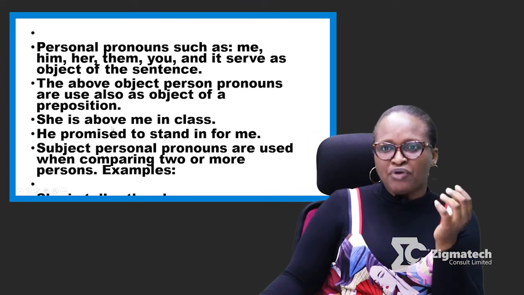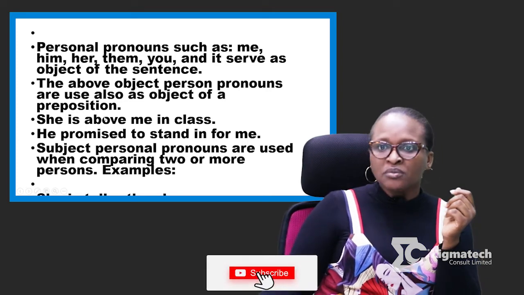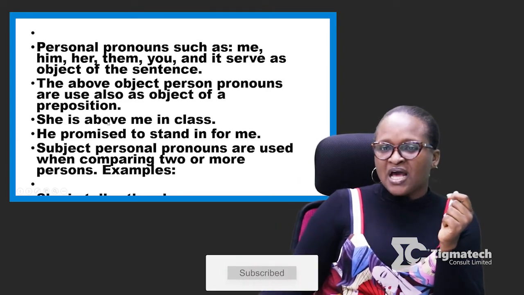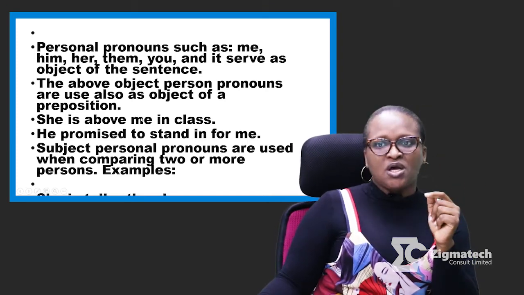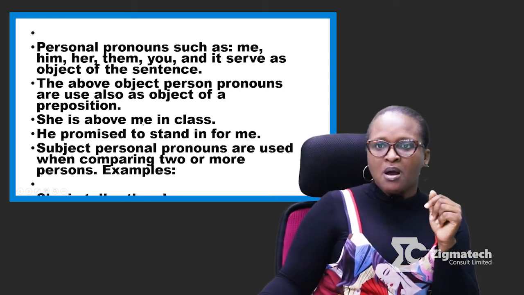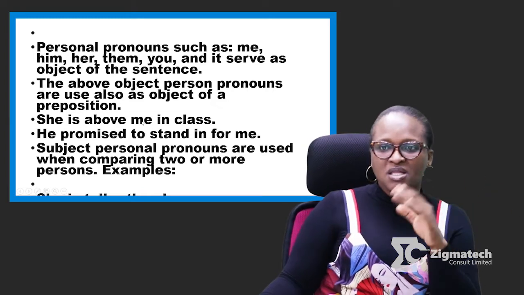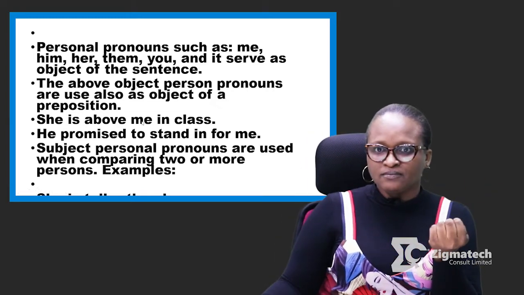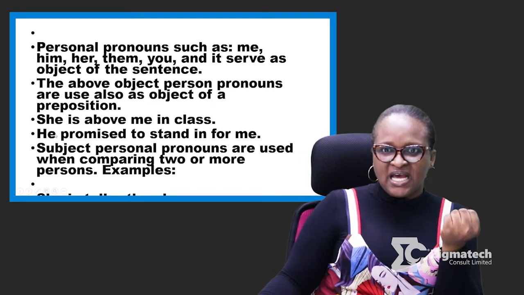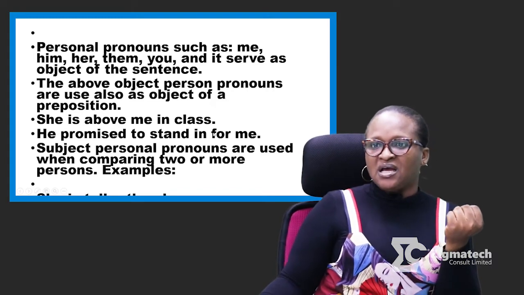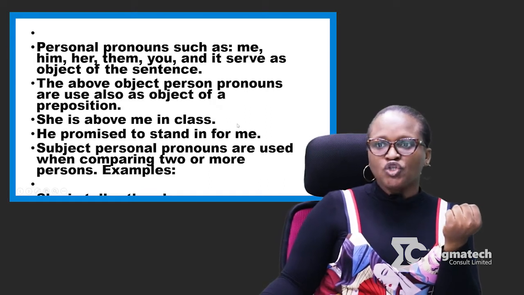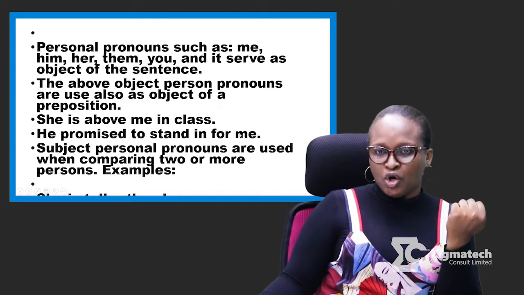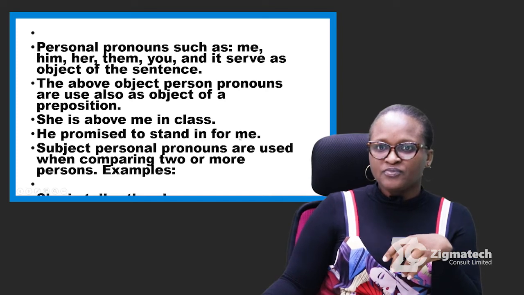Why? Because we have a preposition, above. That's a rule. Now once you have a preposition and the next choice of word is a pronoun, then you must adopt your object personal pronoun, be it the first person, the second person, or the third person. Now another example says, he promised to stand in for me. For is a preposition and as such would demand an object personal pronoun.